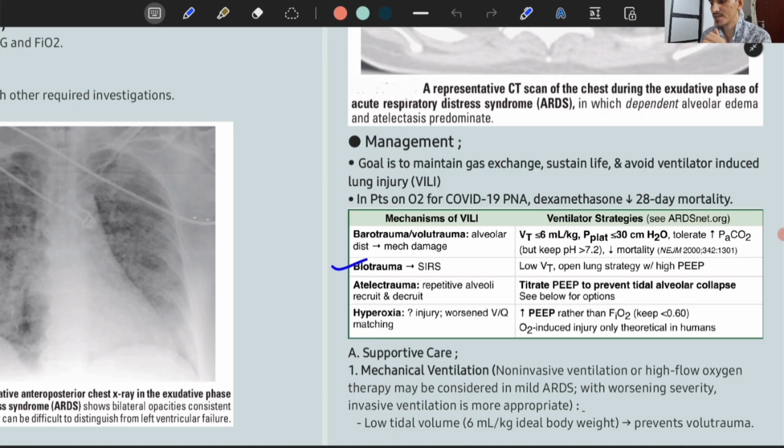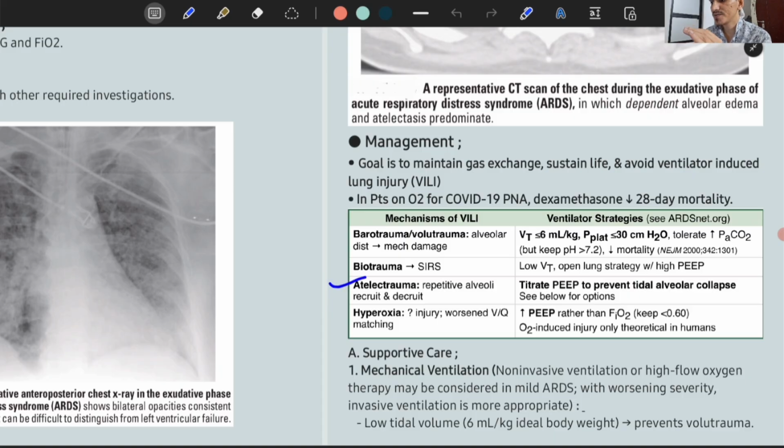Biotrauma is nothing but due to inflammation. Again, same: low tidal volume, you should give 6 ml per kg. Open lung strategy with high PEEP. Open lung strategy is nothing but you recruit the collapsed alveoli by applying pressure during the expiration stage of respiration. Recruit means you will take more alveoli into functioning which were non-functioning due to collapse. By applying pressure at expiration, you will open those alveoli. That is the open lung strategy, that you do by applying positive end-expiratory pressure, because alveoli collapse mainly during expiration. So that's how you reduce the biotrauma.